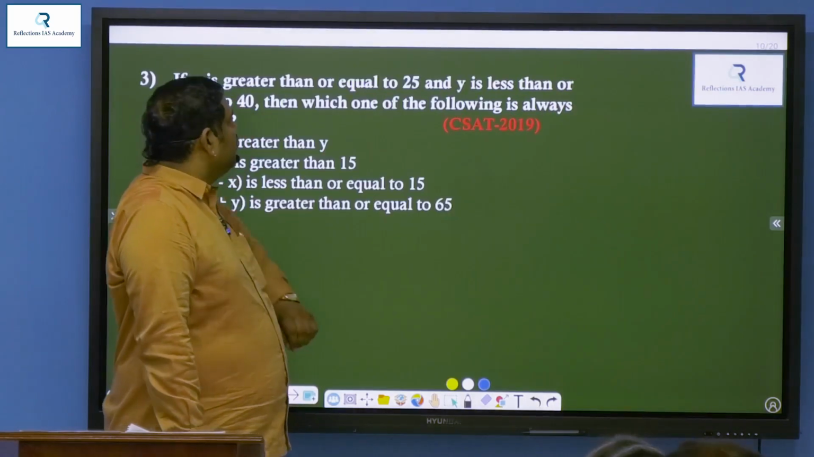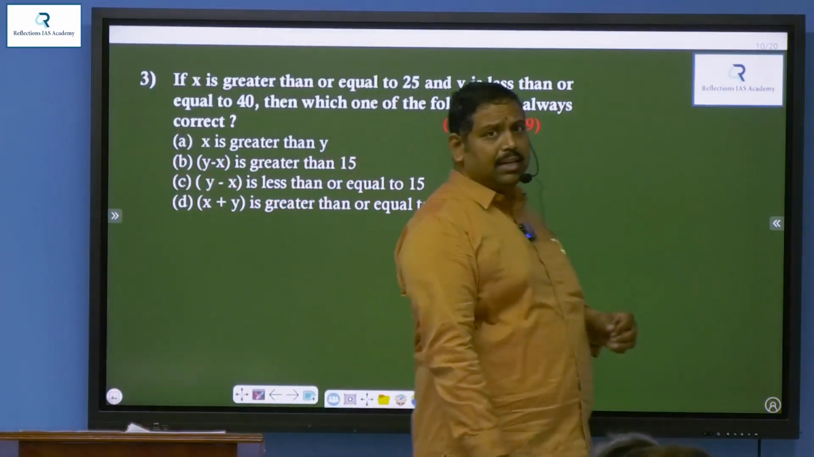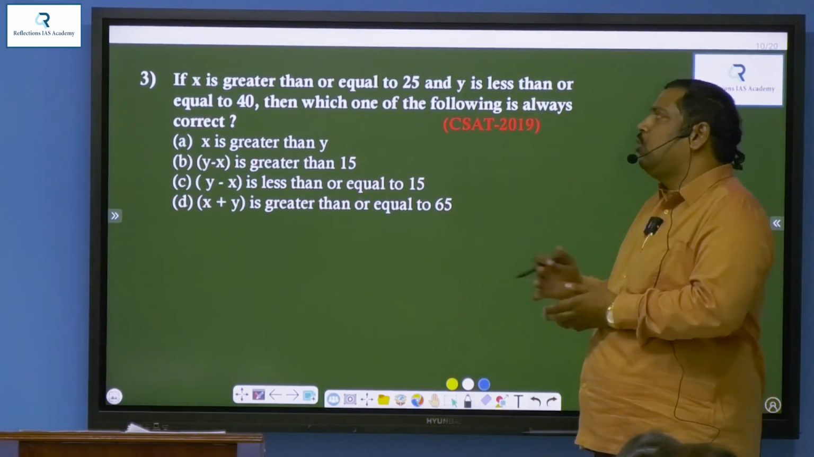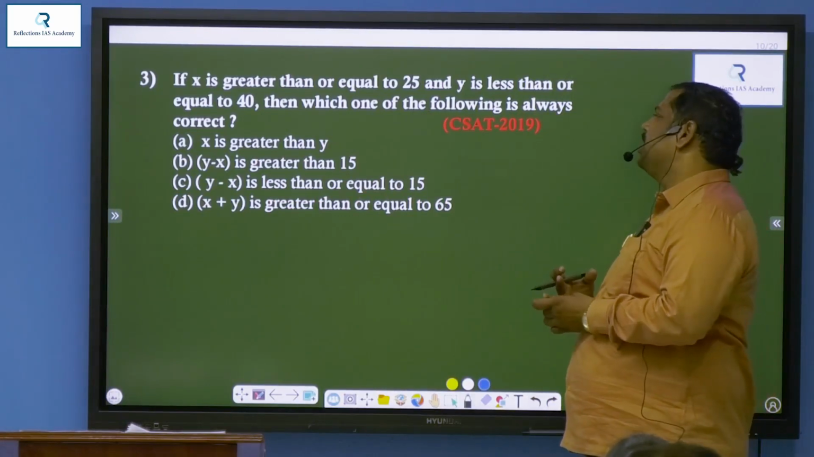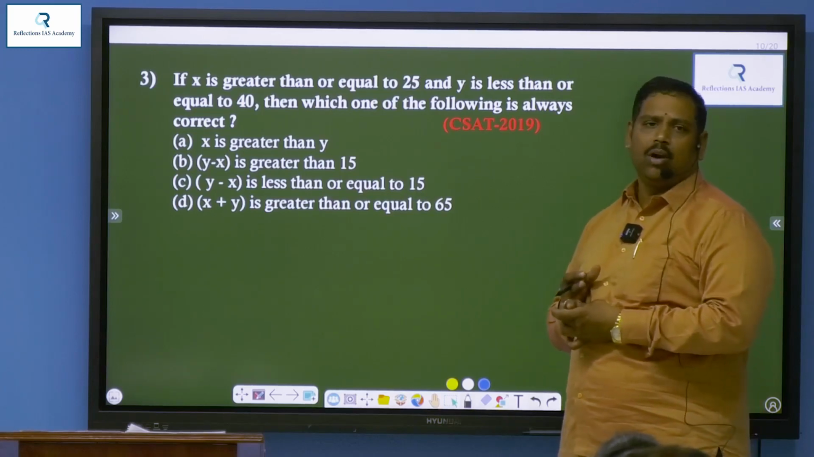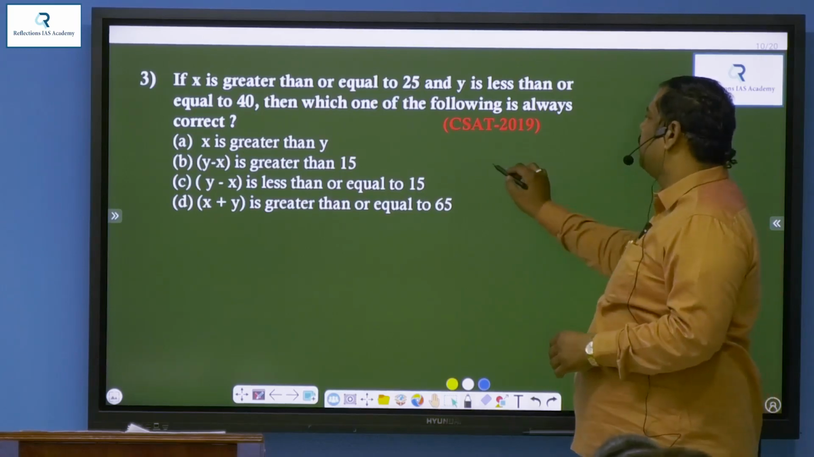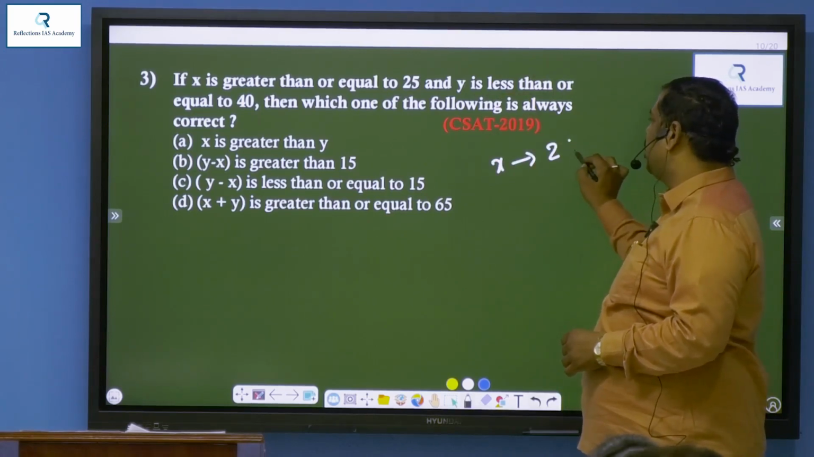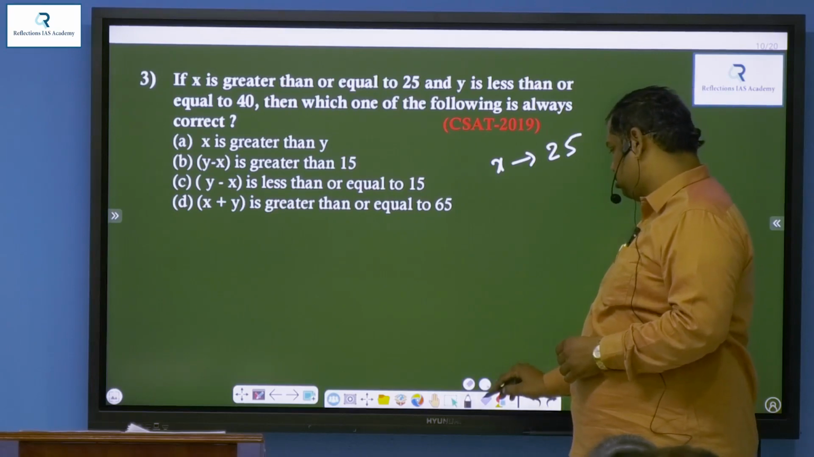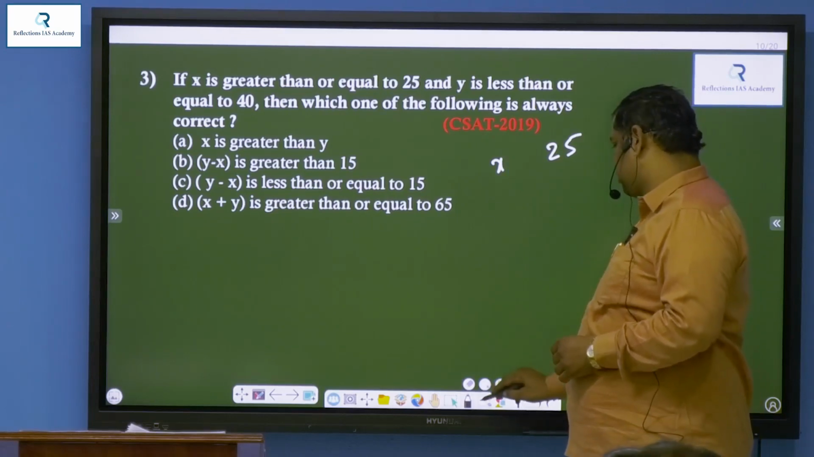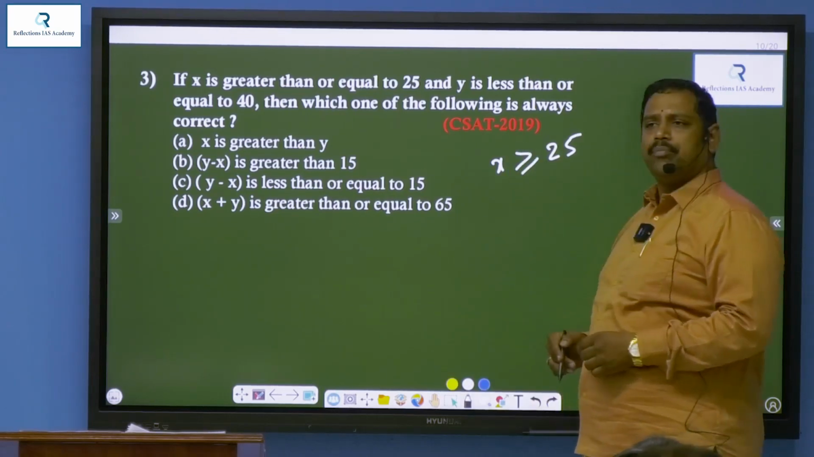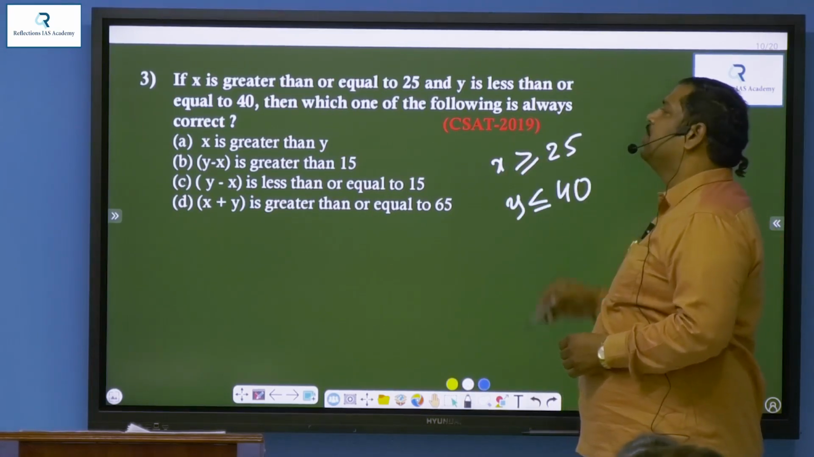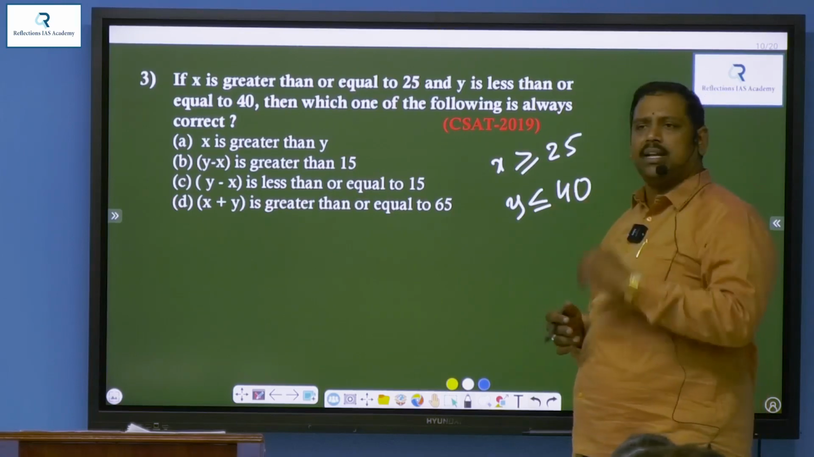Right. Next one. X is greater than or equal to 25 and Y is less than or equal to 40. Then which one of the following is always correct? So x lies in the range of greater than or equal to 25. And the other one he said, y is less than or equal to 40. Then which one of the following is always correct, he is asking.